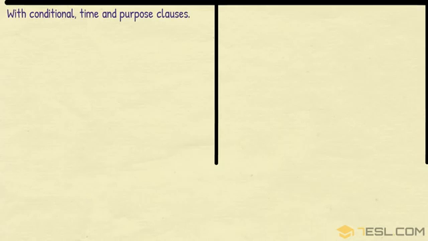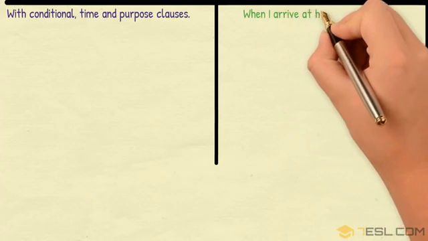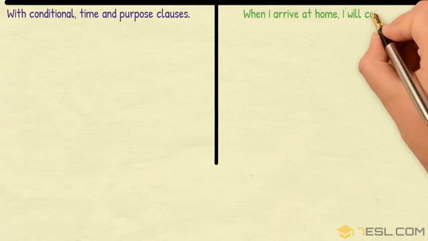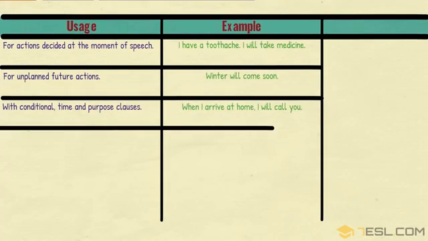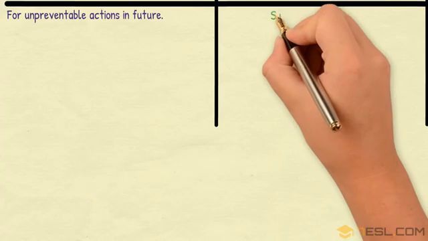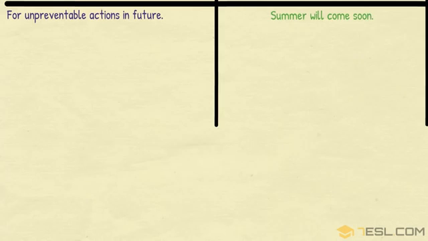With conditional time and purpose clauses. When I arrive at home, I will call you. For unpreventable actions in future. Summer will come soon.